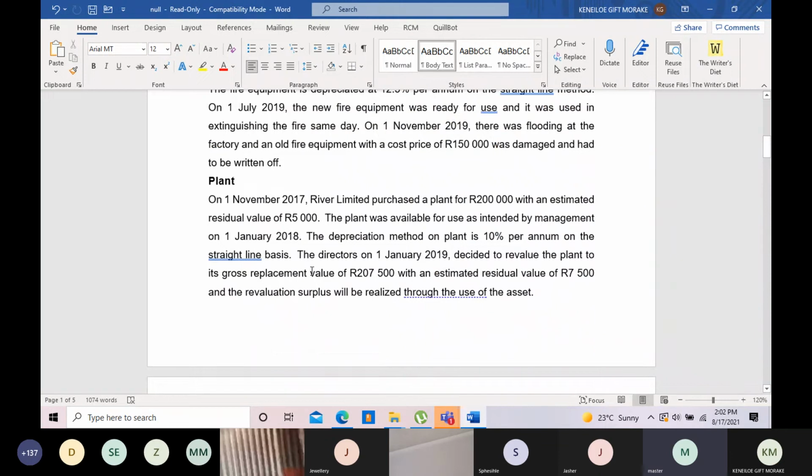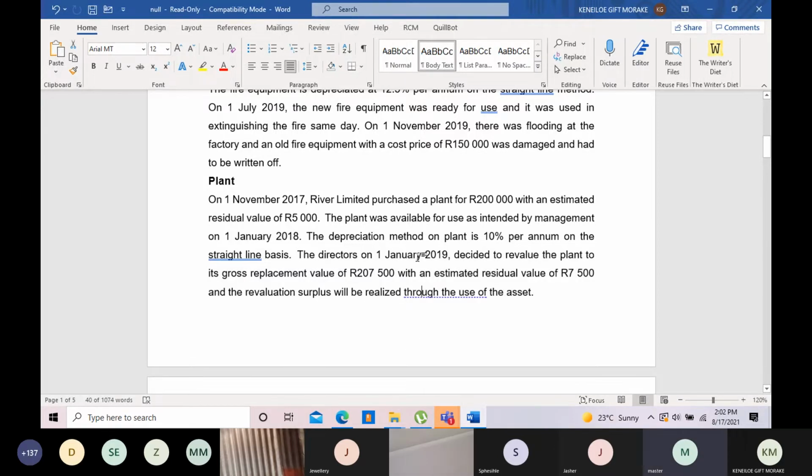You see here, they said to us, the directors on the first, if this statement was not there, we were not going to do what you see there. The directors on the 1st of January 2019 were doing that because of this statement here, which I'm highlighting. This statement is the cause why we're doing that thing.